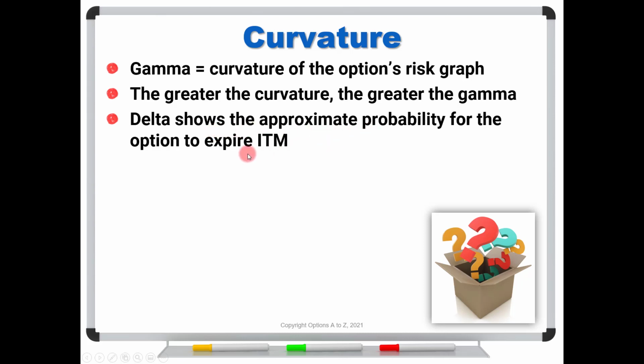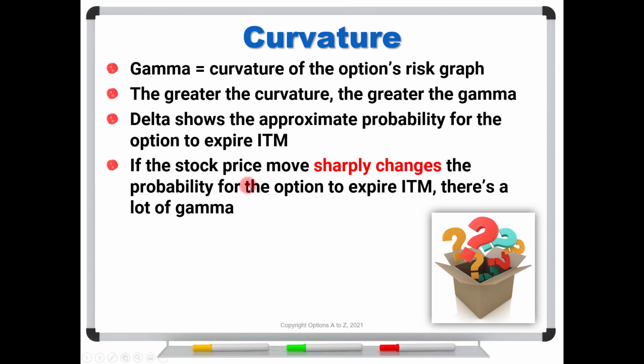That is another mathematical interpretation of delta. So if we had a delta of 50 that we just saw, there's roughly a 50% chance for that option to expire in the money. So the way that you want to understand gamma and to conceptualize when, where, and how these changes are going to take place, understand that if the stock price move, let's say this $1 move up or down, sharply changes the probability for the option to expire in the money, there's a lot of gamma.